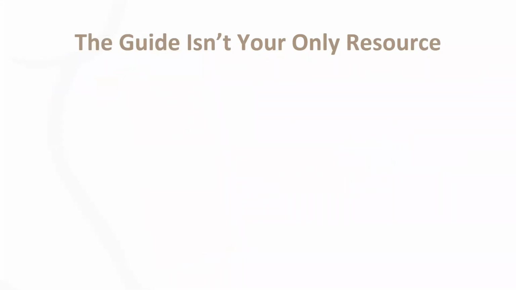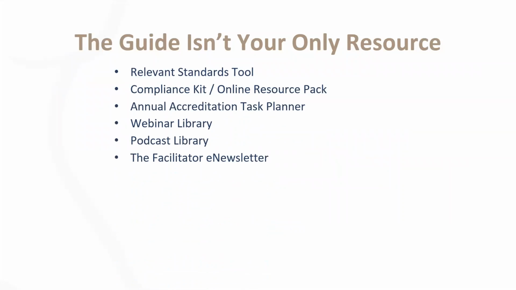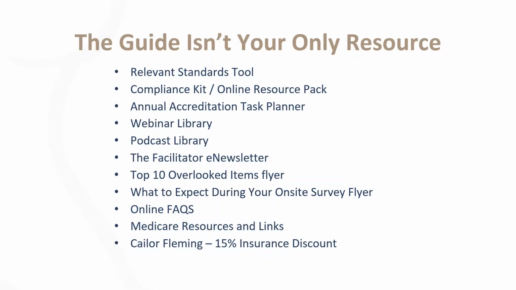So the guide isn't your only resource. We also have relevant standards tools. We have all of these resources. All of these are considered part of the resource pack. These are all here for you. And with this, if you have any further questions, do not hesitate to contact us. We're happy to walk you through anything with this. I did also mention down at the bottom, the second bullet from bottom, if you're ABC accredited, Cato Fleming Insurance Company broker will offer you a discount with that.